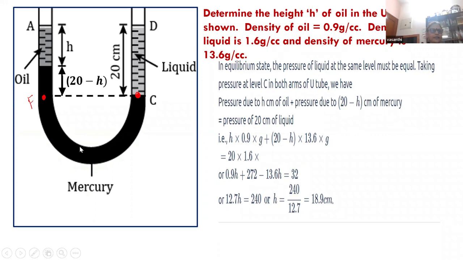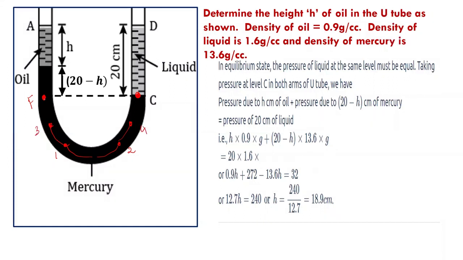So if you consider, suppose you move from here, the pressure here will be the same as the pressure here. Pressure here same as pressure here. If you consider points 1 and 2, the pressure will be the same. 3 and 4, pressure will be the same. So pressure at F is equal.